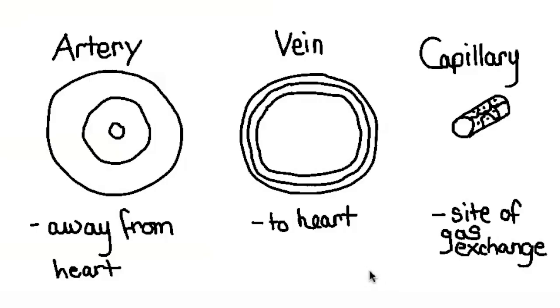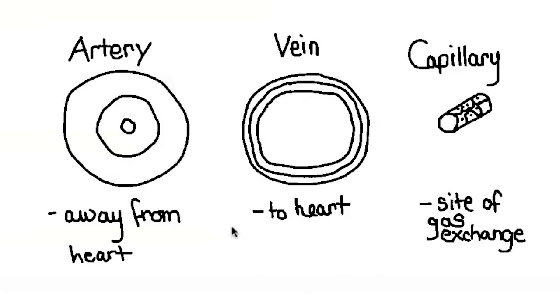Okay, so if you're going to explain the relationship between the structure and the function of arteries, capillaries, and veins, you first want to start with the function. The arteries are taking blood away from the heart. It's like A for away, artery away from the heart. The veins are taking blood to the heart. In contrast, the function of the capillaries is to be the site of the gas exchange.